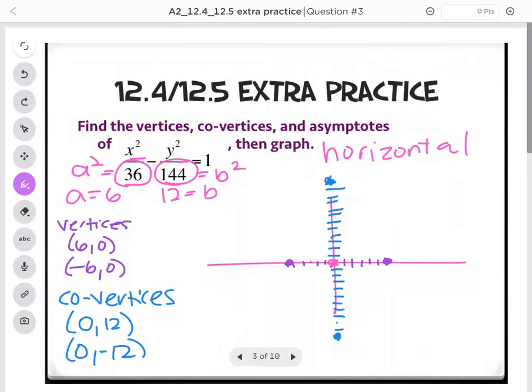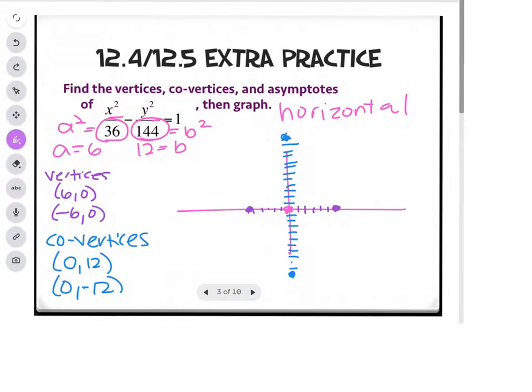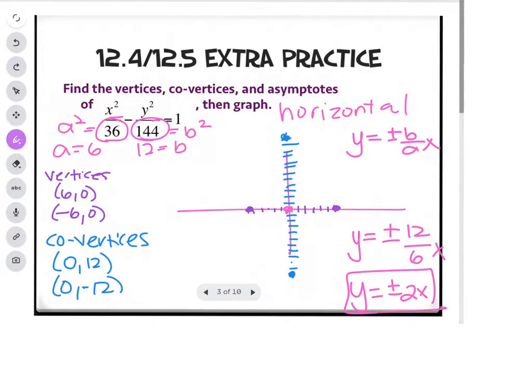And then my asymptotes, because this is horizontal, my asymptotes are y equals plus and minus b over a x, or y equals plus and minus the b, which is 12, over the a, which is 6, x, which reduces to plus and minus 2x. So vertices, covertices, and asymptotes.